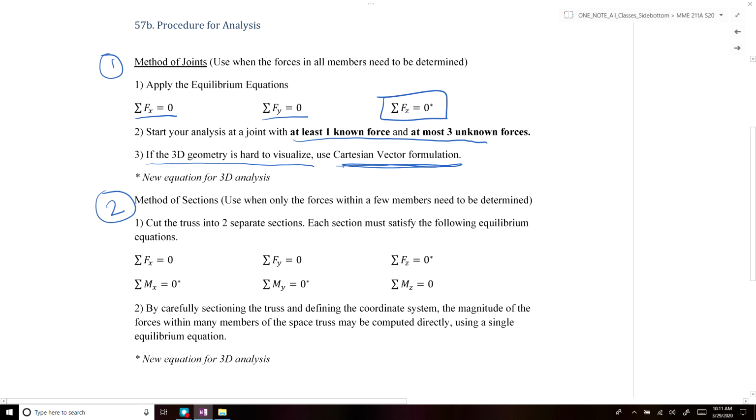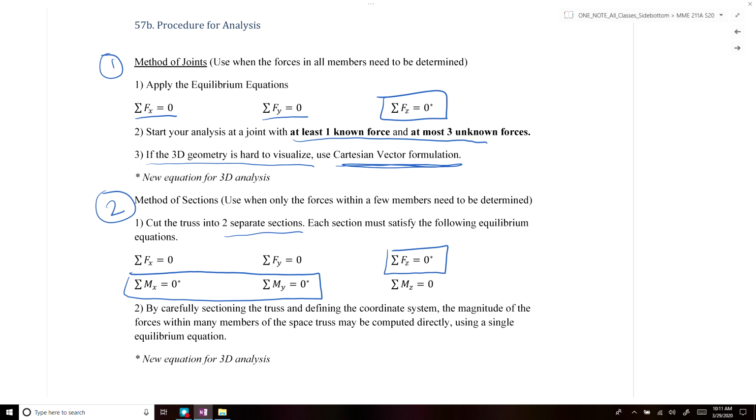So the second option is the method of sections. For the method of sections, you'll cut your truss into 2 separate sections, just like you did in 2D, and then in order for the truss to be in equilibrium, it must satisfy these equations here. But we have 3 additional equilibrium equations because we're now dealing with a 3D rigid body instead of a 2D rigid body, and you follow the same exact procedure once you take that section cut.